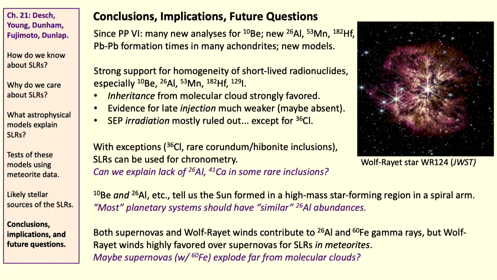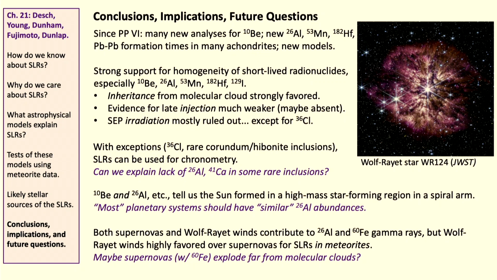And it looks like both supernovas and Wolf-Rayet winds contributed to aluminum-26 and iron-60 in the gamma ray sense, but somehow Wolf-Rayet winds dominated over supernovas, it seems, in the radionuclides that ended up in meteorites. So there's something different about how material is injected from Wolf-Rayet stars into clouds versus how supernovas inject into clouds. It may have to do with the fact that supernovas occur from stars that are less massive, relative to Wolf-Rayet wind star progenitors, and therefore have migrated further from their star-forming regions.